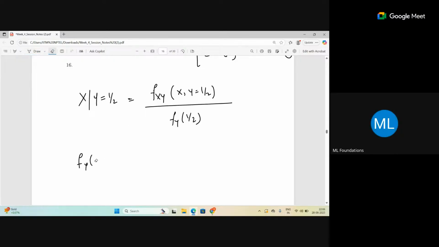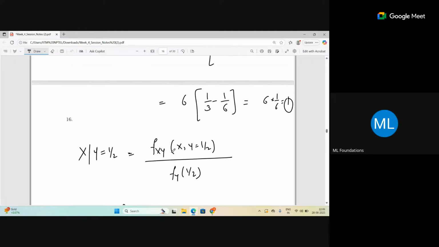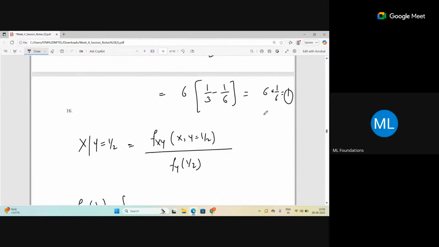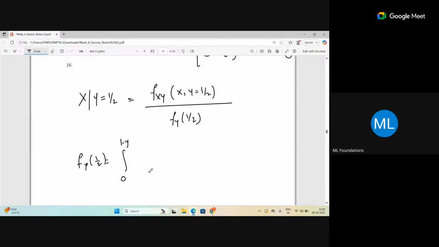So f of y at half will be what? It's nothing but the integration from 0 to 1 minus y of the joint density. And what is that joint density? It is 18 x square y square dx, right? So actually this is x equal to 0 to x equal to 1 minus y. And in this case, y is treated as constant, right? Because this marginal density should be a function of y.